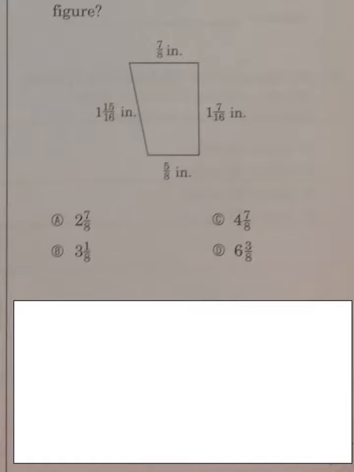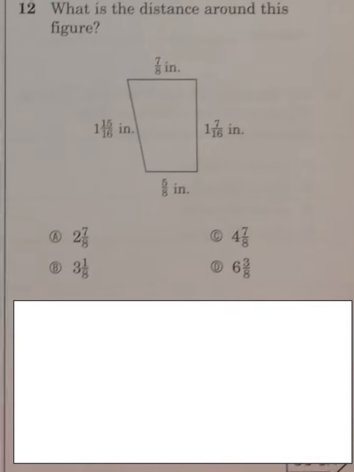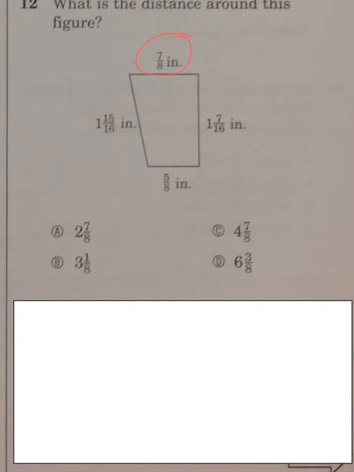So we're looking for perimeter, distance around. That means that you take all of the numbers and you add them together. 7/8 plus 1 15/16 plus 5/8 plus 1 7/16. When you put those exactly like that into your calculator, you get C, 4 7/8.